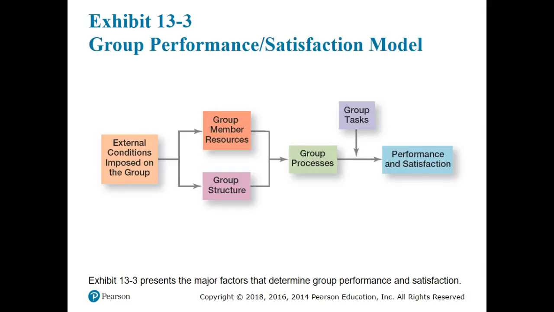Exhibit 13-3 presents the major factors that determine group performance and satisfaction. So you have the external conditions imposed on the group, a lot of environmental factors. And then moving on to group member resources, what's available, the structure that's imposed. Moving on to the processes, which will have a lot of impact on how the group does, and the group tasks come shortly after, and then performance and satisfaction.